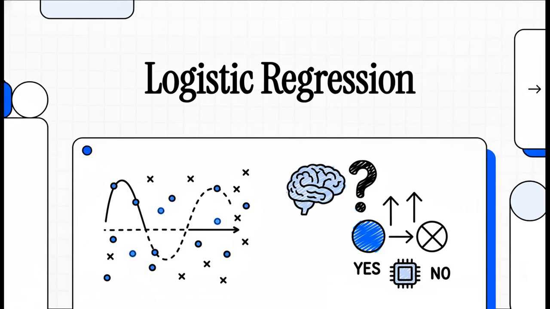All right, let's talk about one of the absolute workhorses of machine learning, logistic regression. We're going to peel back the layers and see exactly how computers learn to make those simple but incredibly important yes or no decisions that pretty much run our digital lives.